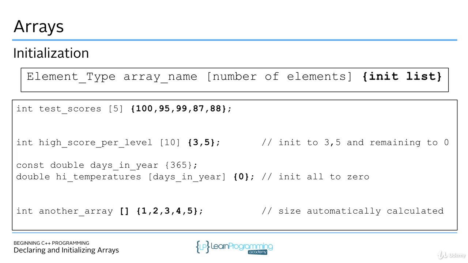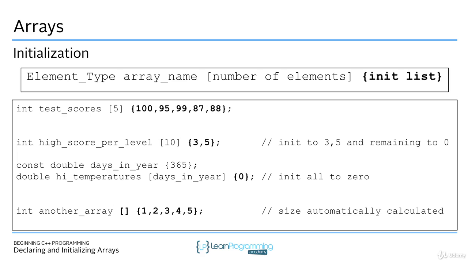In the first example, test scores is initialized to 100, 95, 99, 97, and 88. The initialization works as you would expect. The test scores array element at index 0 is initialized to 100, the element at index 1 to 95, and so on.